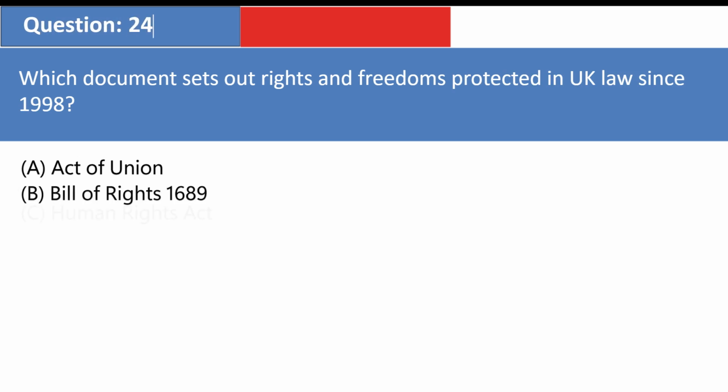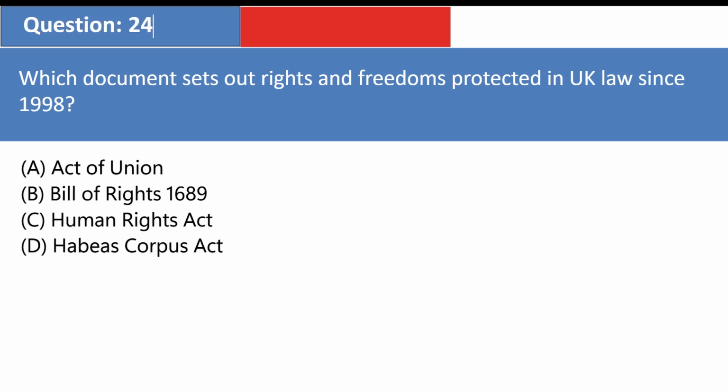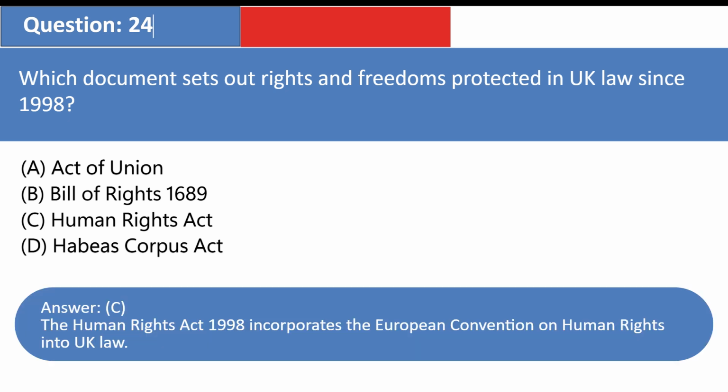Which document sets out rights and freedoms protected in UK law since 1998? A. Act of Union. B. Bill of Rights 1689. C. Human Rights Act. D. Habeas Corpus Act. Answer: C. The Human Rights Act 1998 incorporates the European Convention on Human Rights into UK law.